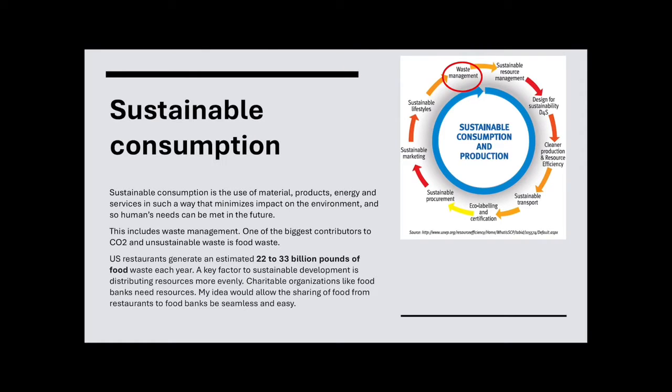A key factor to sustainable development is distributing resources more evenly. Charitable organisations like food banks need resources. My idea would allow the sharing of food from restaurants to food banks be seamless and easy. Here you can see waste management highlighted in the sustainable consumption and production diagram.